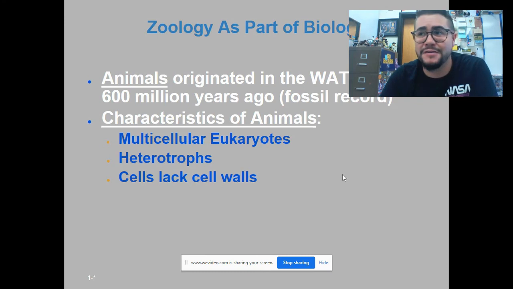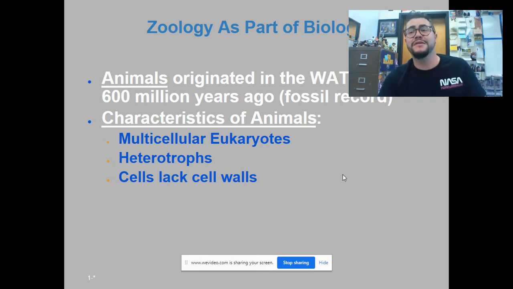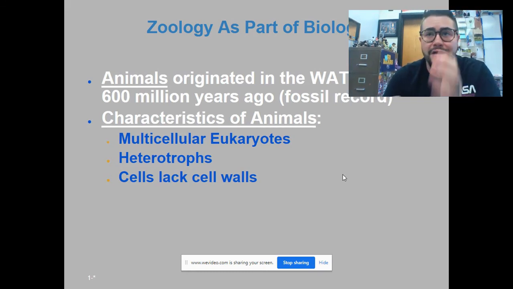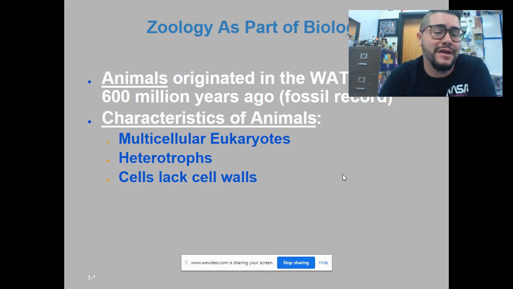Remember, there are 2 types of cells: prokaryotic cells without a nucleus surrounding the DNA, and a eukaryotic cell with a nucleus that surrounds the DNA and all of those organelles inside that aid the cell to do these complex functions. So all animals are multicellular eukaryotes. They're all heterotrophs, which means they have to eat other things to get energy. They don't photosynthesize, they don't chemosynthesize. And then all of their cells lack a cell wall, which is a part of a cell that's found really only in plants.